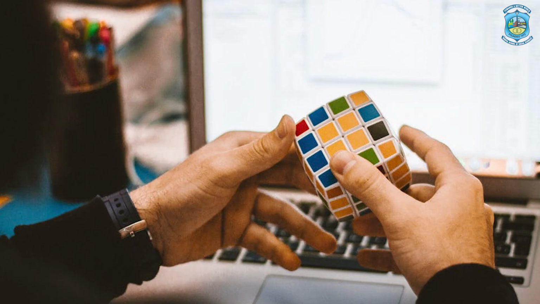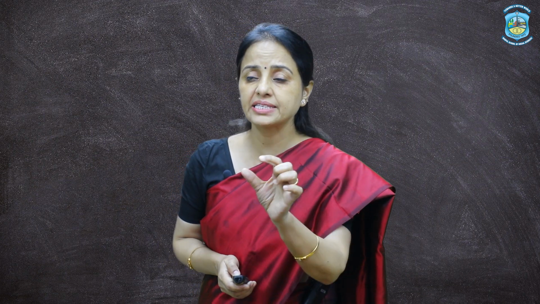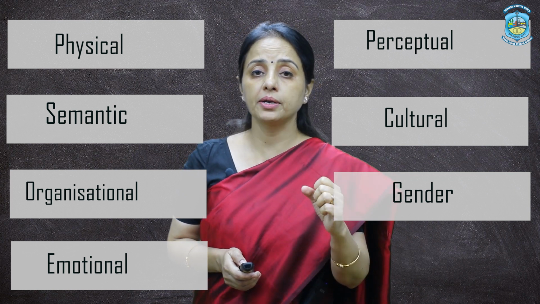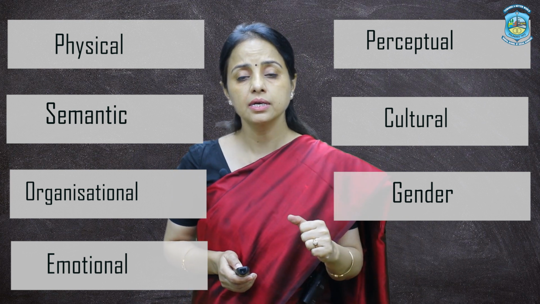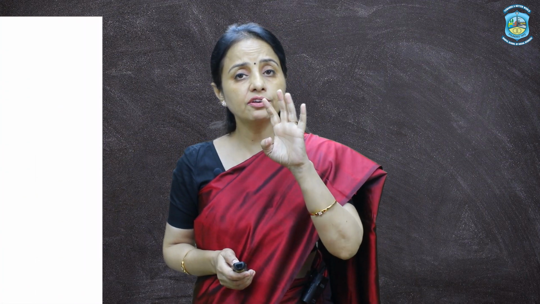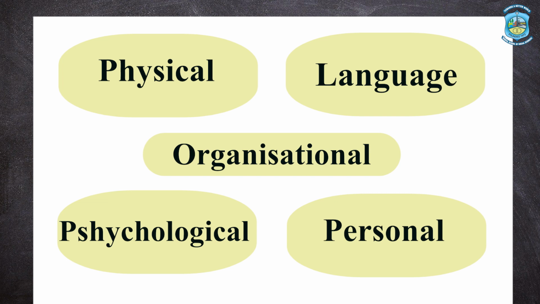Broadly, there are various barriers, like time, distractions, put downs, too many questions, other people, physical distance, and noise. So, let us try to classify these barriers into specific heads. There could be physical barriers, semantic barriers, organizational barriers, emotional barriers, perceptual barriers, cultural barriers, gender barriers, and the list is endless. But today we'll be pondering on the five main barriers of communication, which are the physical barriers, language barriers, organizational barriers, psychological barriers, and the last one, personal barriers.